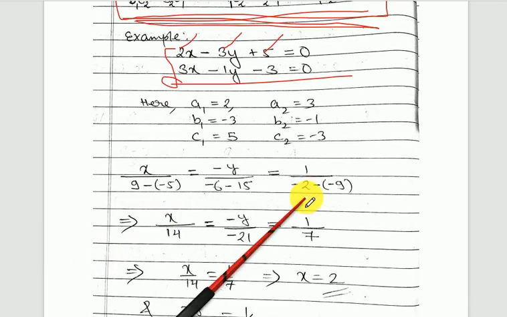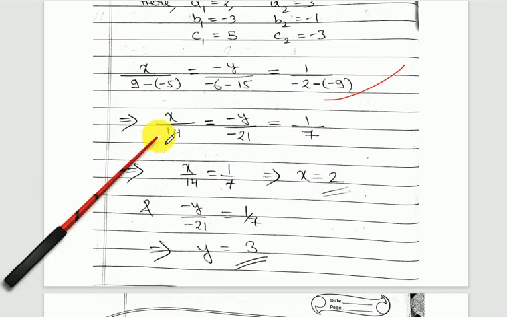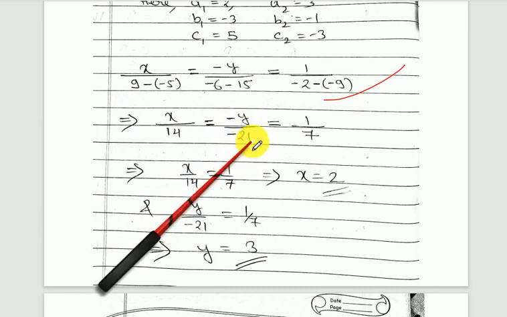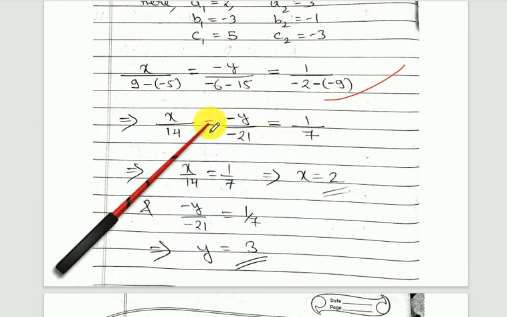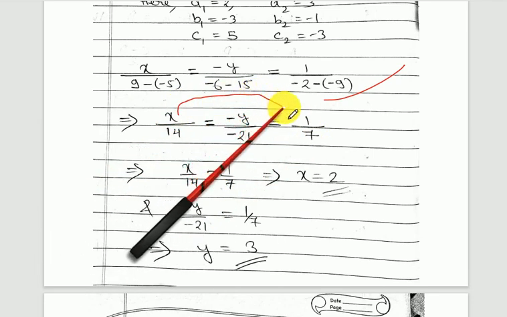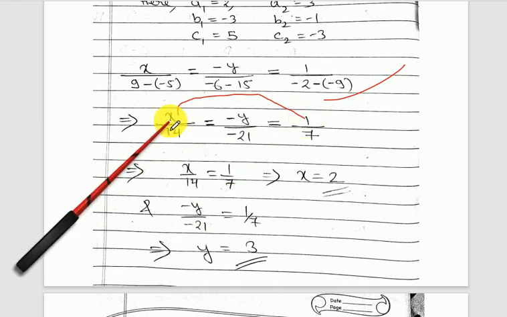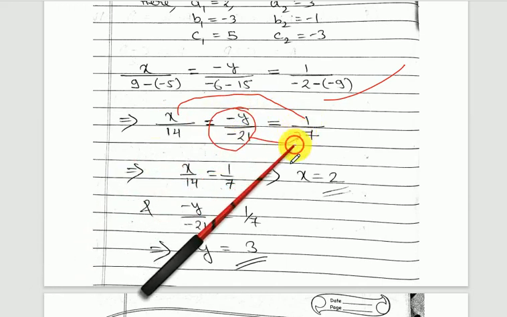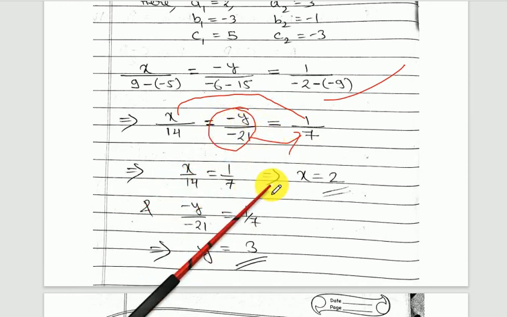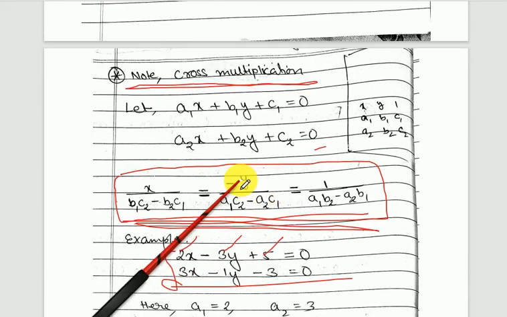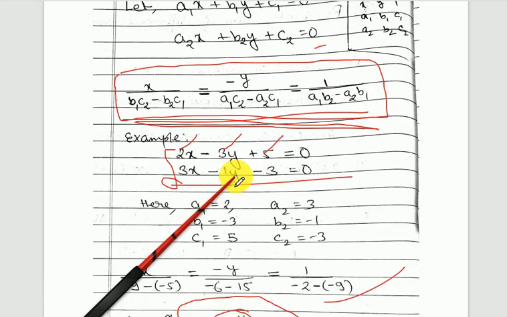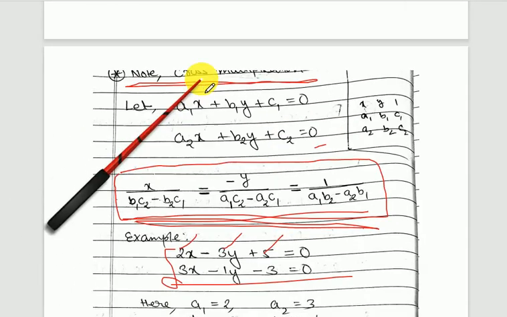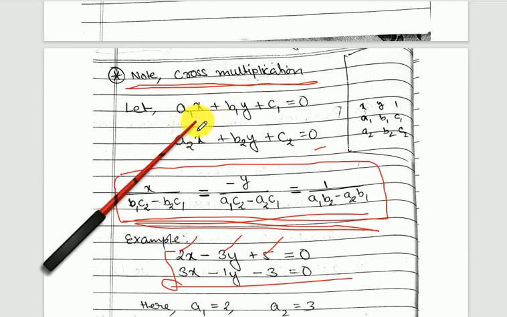Okay, so after substituting I get this. Then x upon 14 equal to minus y upon minus 21 equal to 1 upon 7. So you equate these two, in that way you can get the value of x, and when you equate this with this, then you get the value of y. Okay, so this is how cross multiplication is done, your cross multiplication method for solving simultaneous equations.